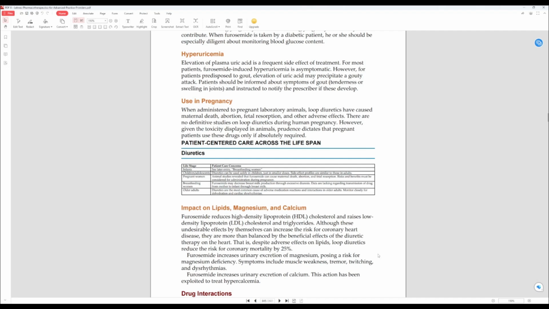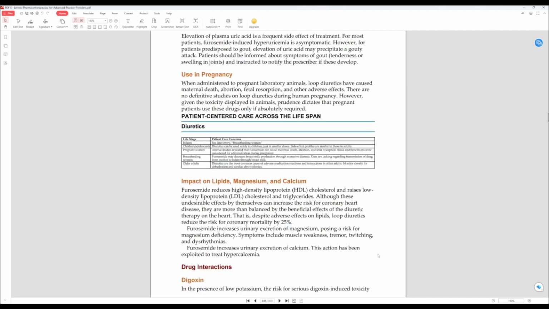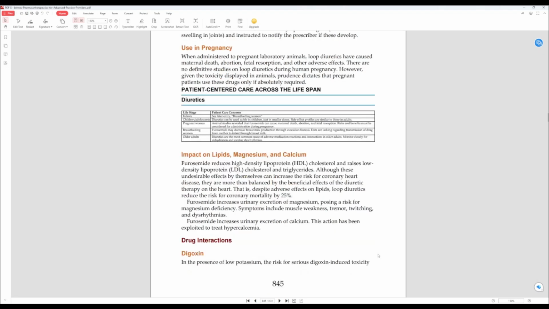Hyperuricemia. Elevation of plasma uric acid is a frequent side effect of treatment. For most patients, Lasix-induced hyperuricemia is asymptomatic. However, for patients predisposed to gout, elevation of uric acid may precipitate a gouty attack. Patients should be informed about symptoms of gout and be instructed to notify the prescriber if these develop.